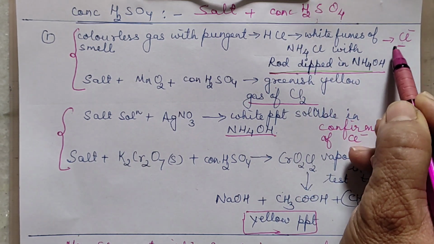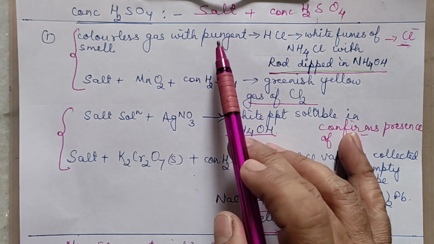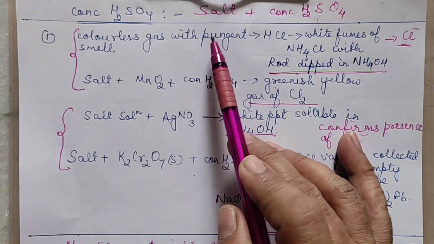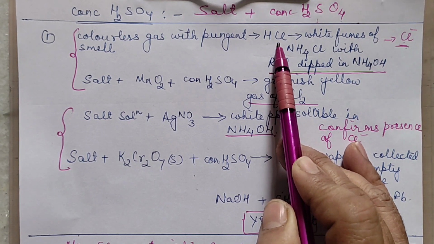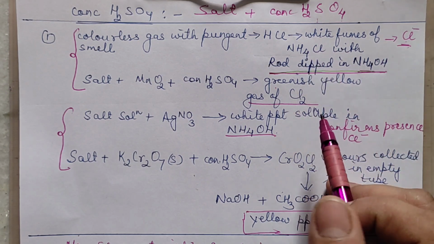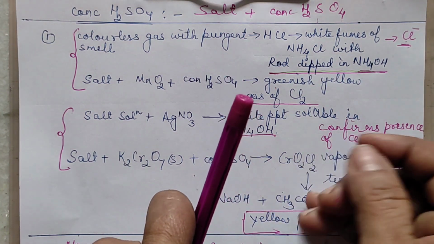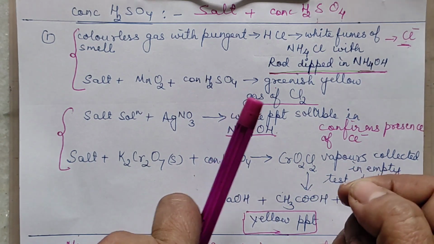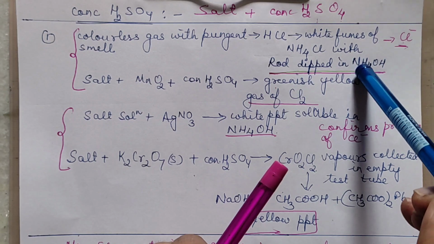You will add sulfuric acid. If it is chloride, then it will give a colorless gas with a pungent smell. The gas which is coming out is HCl. And how do you check the gas is HCl? Bring a rod dipped in ammonia solution near the mouth of the test tube. That means this is the test tube, you have added sulfuric acid, and before that, in the other hand, the rod dipped in ammonia solution should be ready.